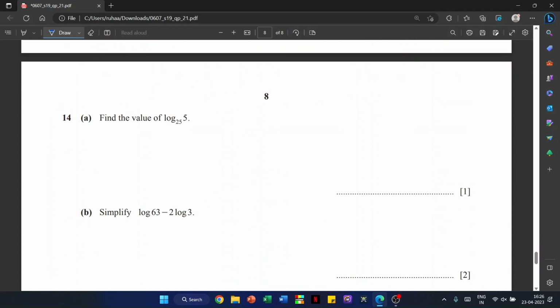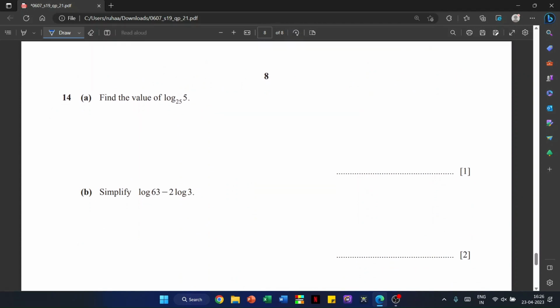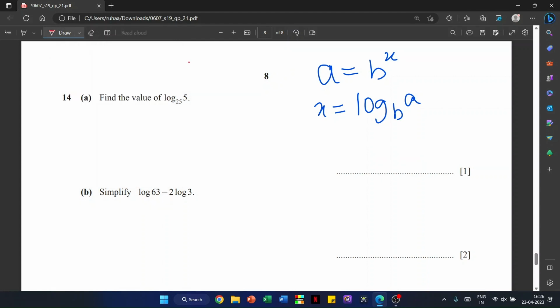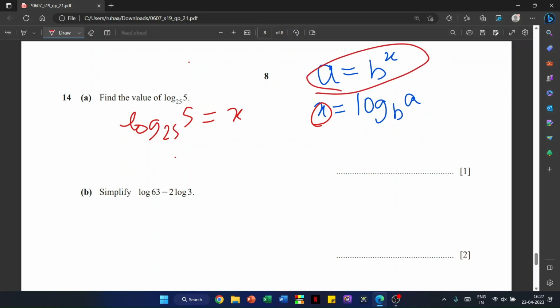Now find the value of log base 25 of 5. This is going to be simply 1 by 2 because, well, here's a formula that I remember. If you have a is equal to b to the power x, then x is equal to log of a base b. So let's say that log base 25 of 5 is equal to x. That basically means, substituting this formula, a is this 5 over here.